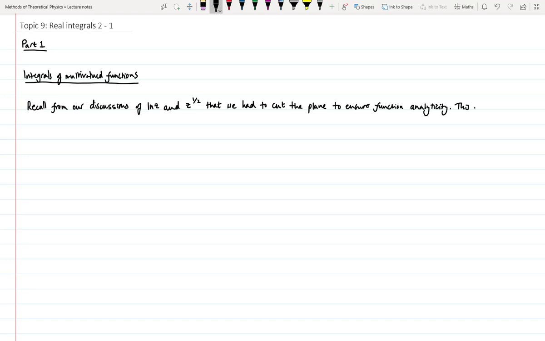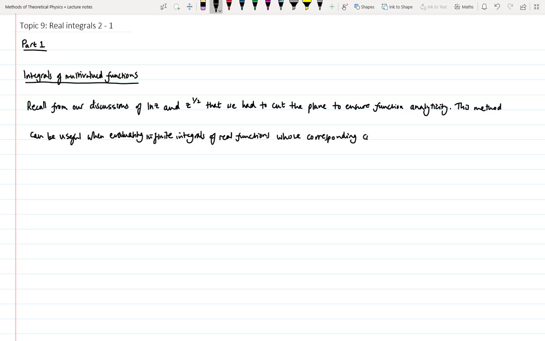Now, this method of using a branch cut can be useful when evaluating infinite integrals of real functions whose corresponding complex functions, by analytic continuation, are multivalued. We'll see that we'll be able to use all of the tools that we developed in the previous topic for contour integrals where the function is multivalued. And the best way of showing this is simply to go through a worked example, and that's what I'm going to spend the whole of this video doing.